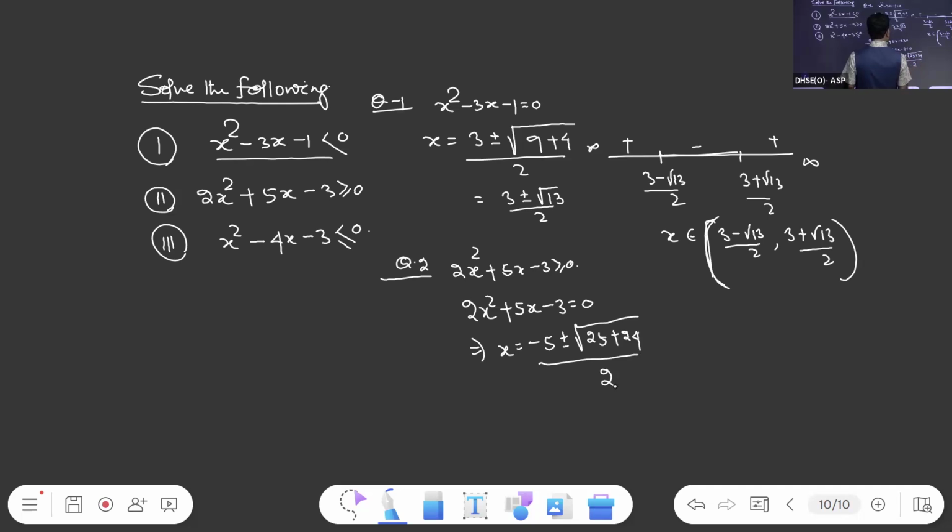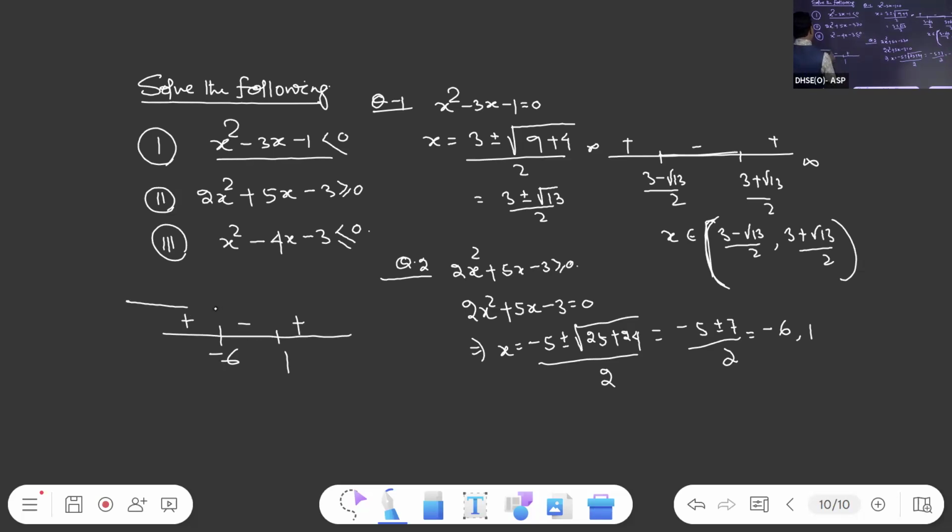Or middle term splitting is also possible. So minus 5 plus or minus 7 upon 2, which is equal to minus 6 and 1. So critical points are minus 6 and 1. Signs are plus, minus, plus. Positive region is required along with the 0 region, that is, critical points will be included. So x belongs to negative infinity to negative 6 closed, union 1 closed to infinity.